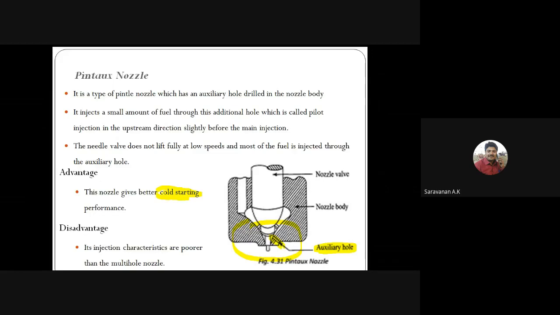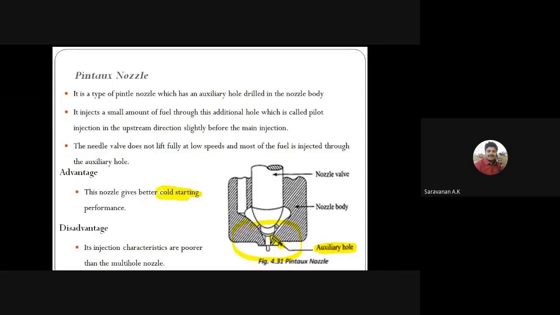The same disadvantages will be there here also. The distribution is somewhat poor. It is not used for the open chamber.